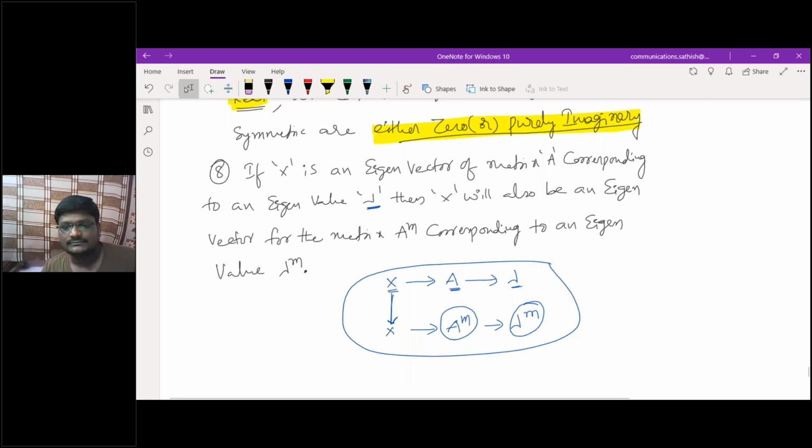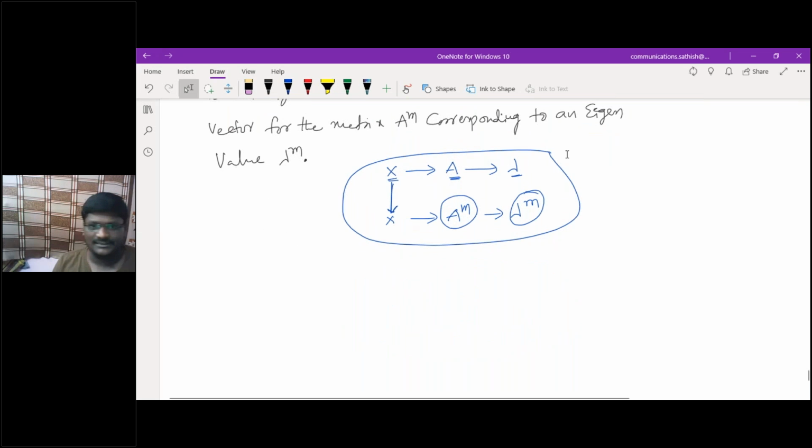Yes, sir. I'll just take an example. Let me consider this one. What is the definition of your eigenvalues actually? Ax is equal to lambda x, no? Am I correct? Yes, sir.